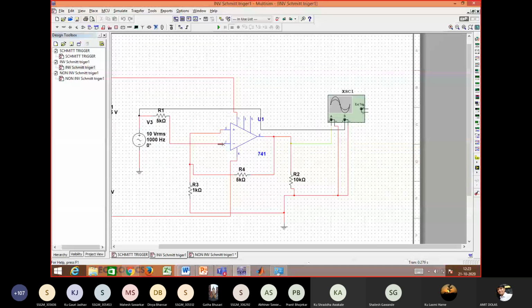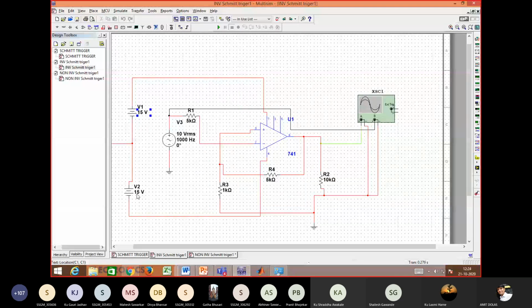So this is the negative terminal. This is the operational amplifier. In the negative terminal, I have given 10 volt RMS, 1000 hertz, which means 1 kilohertz frequency. In the positive terminal, I have connected a 5 kilo ohm resistance, and to ground I have connected a 1 kilo ohm resistance, and plus 15 volt and minus 15 volt to this circuit.